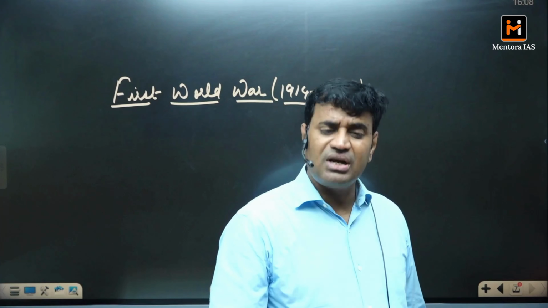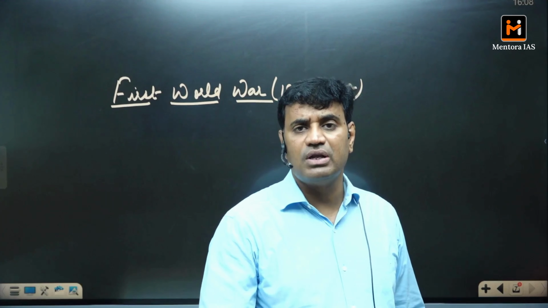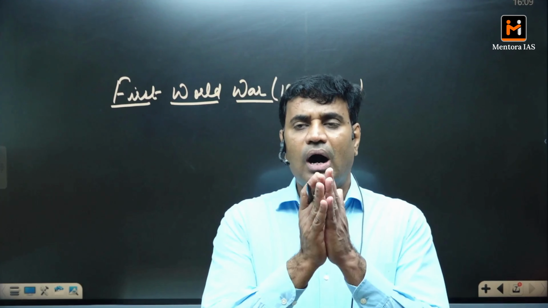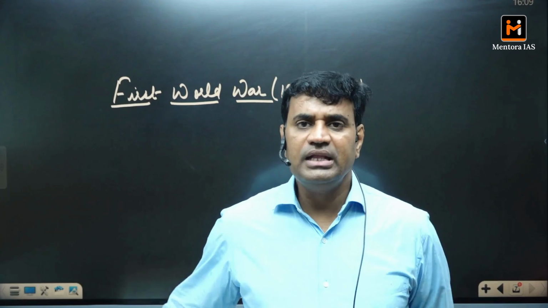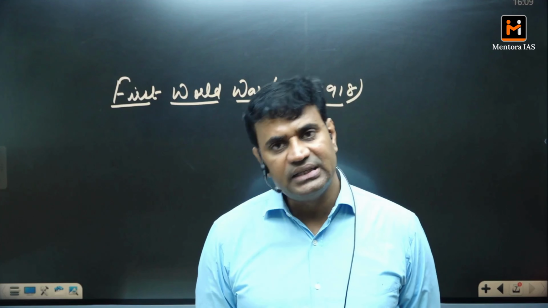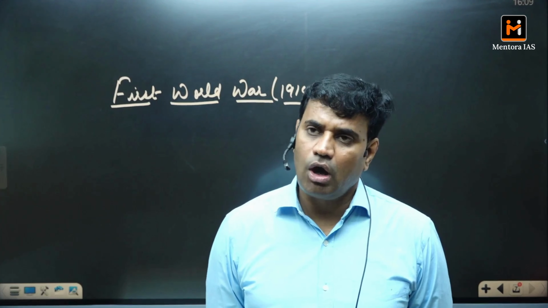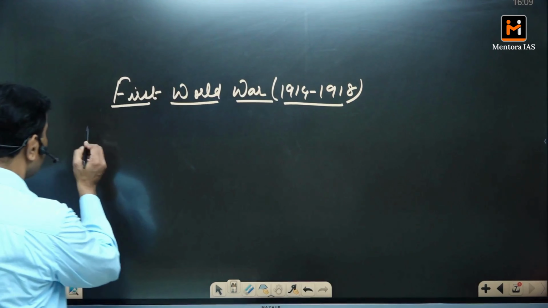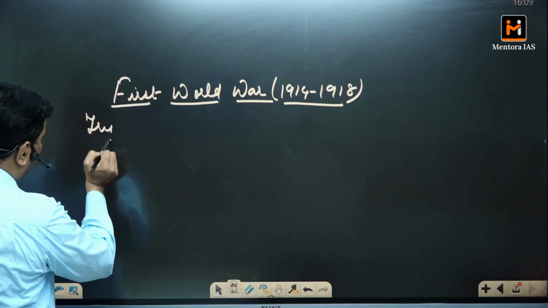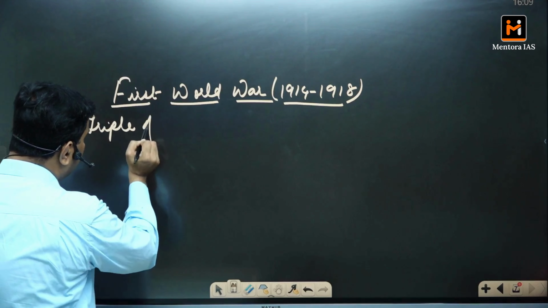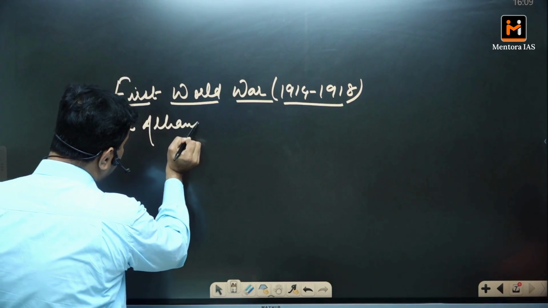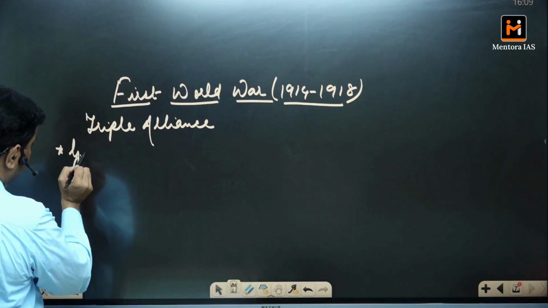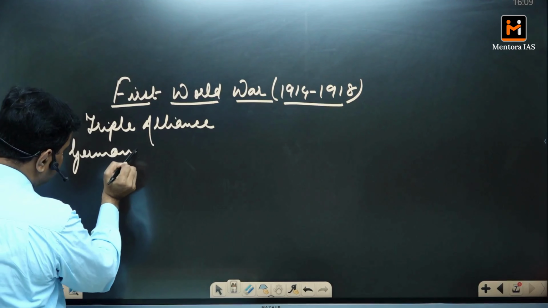The major reason for this First World War was the division of Europe into two armed camps. In fact, by the end of the 19th century, Europe got divided into two camps. Which were these two camps? The first camp was known as the Triple Alliance. This camp of Triple Alliance comprised countries like Germany, a very aggressive one.